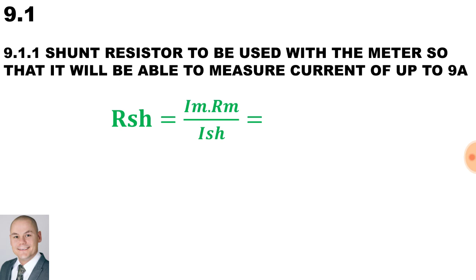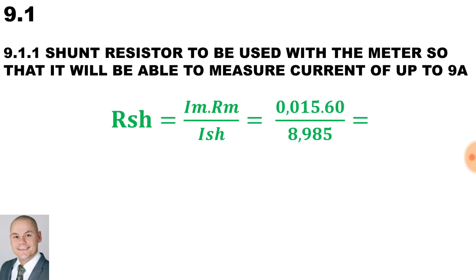So the formula we're going to use to calculate the value of the shunt resistance will be the current through the meter multiplied by the resistance of the meter divided by I shunt. Now, the current through the meter is 15 milliamps. The resistance of the meter is 60 ohms. And I shunt is equal to the total current less the current through the meter. Therefore, the value of the shunt resistor is 0.1 ohms.